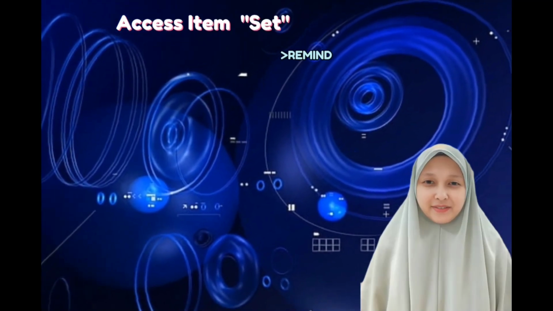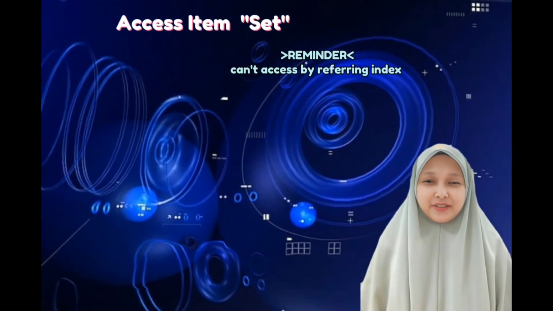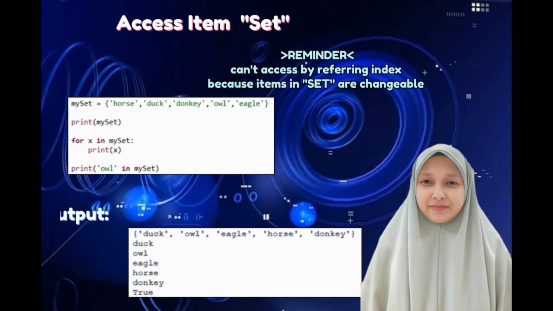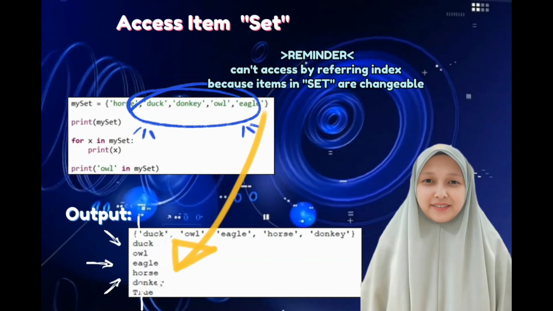The set data structure can't be accessed by referring to an index because the items in a set are unordered and changeable. For example, in a set, the output does not follow a specific order like in a list. The items in myset are unordered and can change.